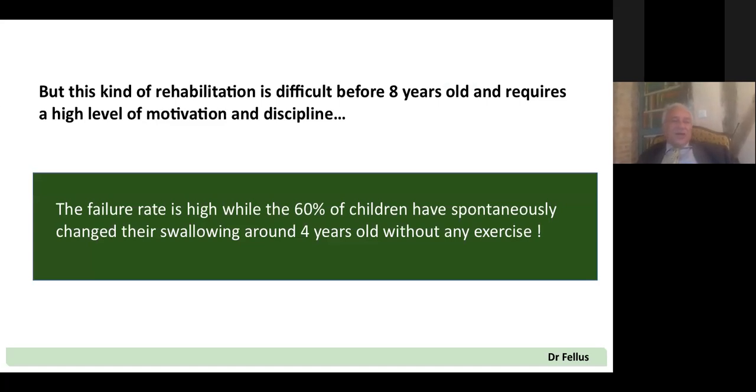But this kind of re-education is very difficult before 8 years old and requires a high level of motivation and discipline. And the failure rate is high, while 60% of children have spontaneously changed their swallowing around 4 without any exercise.